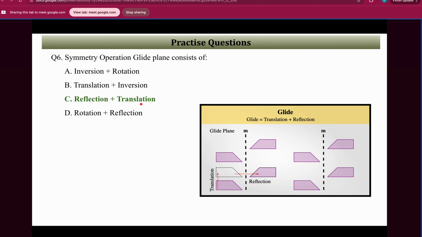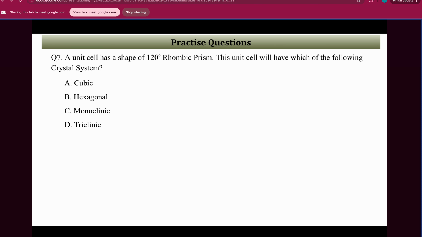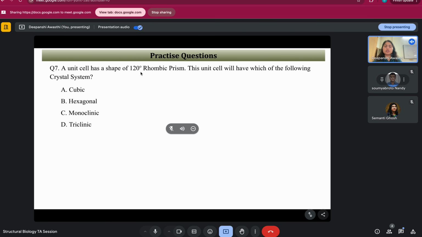These two symmetry operations combine together to form another symmetry operation, which is glide. Remember it in the form of a person's footsteps on the beach. They are like the mirror image of each other. They are not inverted, they are mirror images, and they differ from one another in position by some distance. That is also one of the best examples of glide. So, reflection plus translation.